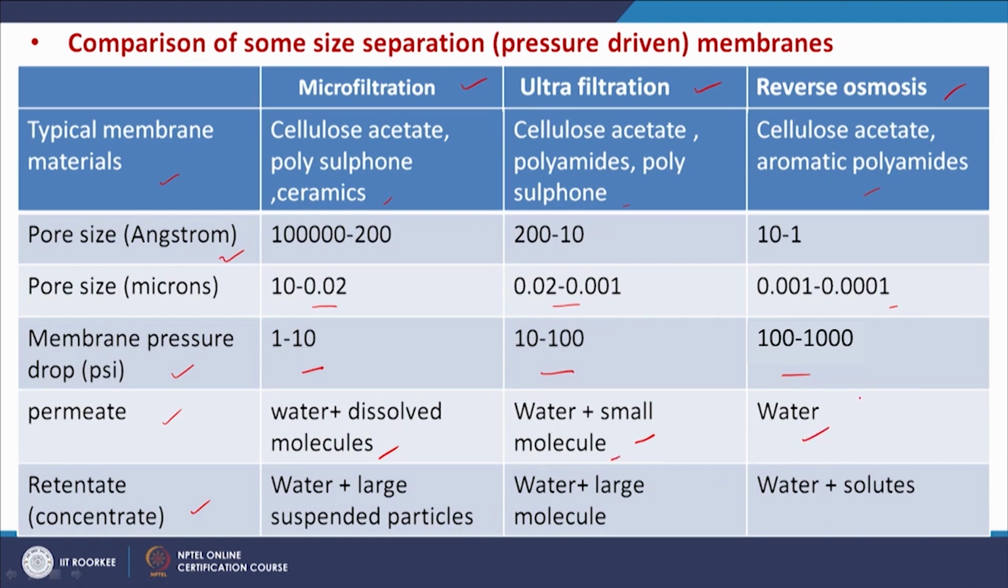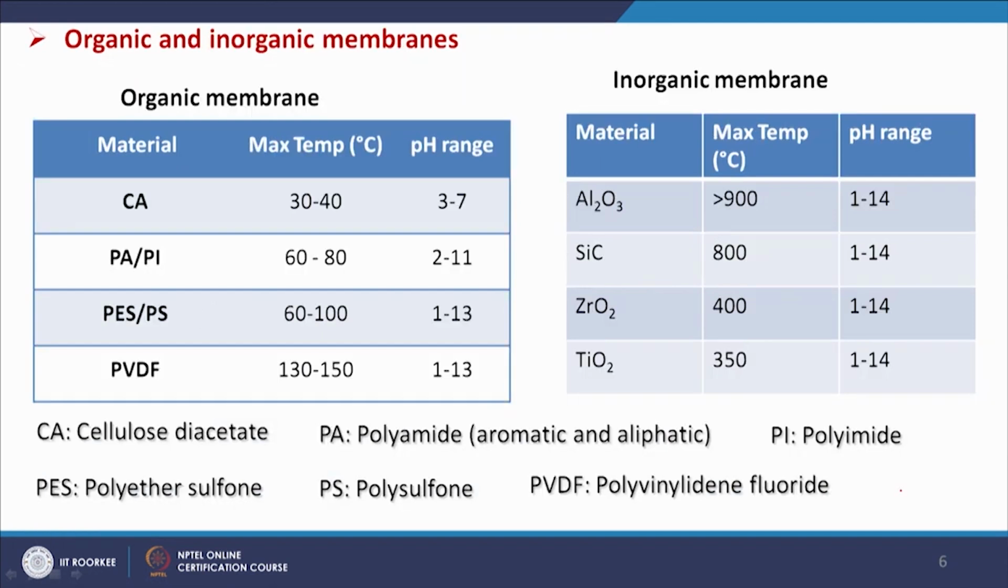Even small molecules are not able to pass through, because the pore size is very small. The retentate is water plus large suspended particles for microfiltration, water plus large molecules for ultrafiltration, and water plus solutes for reverse osmosis. Even the solutes are not able to pass through the pores in case of reverse osmosis. Now, we will see organic and inorganic membranes, different types of membranes and their applicability. Normally, the organic membranes are applied at lower temperature and inorganic membranes are used at higher temperature.